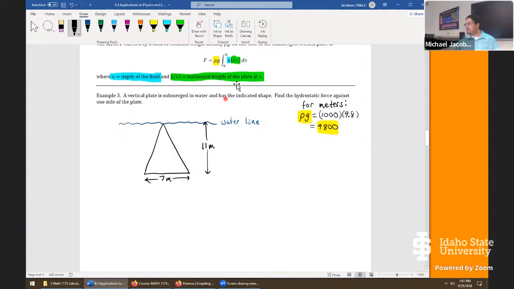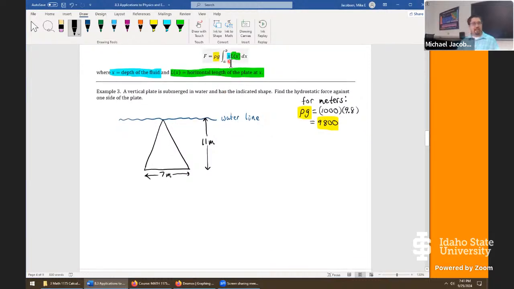The next thing we have to work on is, well, to get x and L of x, we do want an axis on this. So here's our vertical axis.